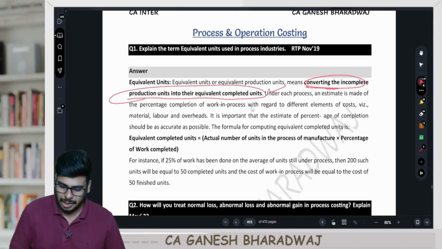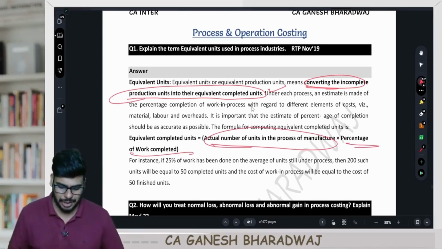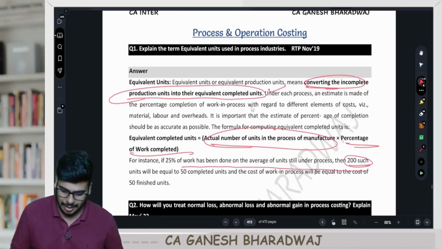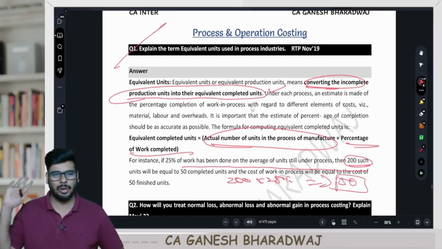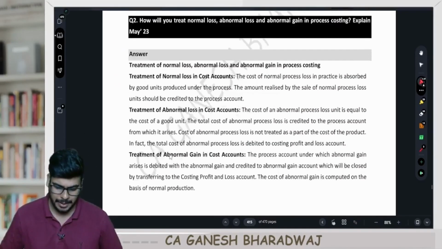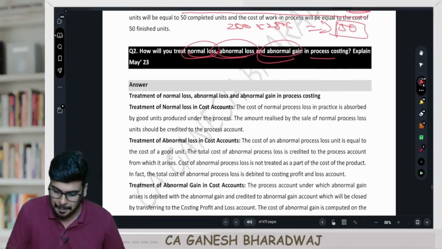How do you do it? So actual number of units into the percentage of degree of completion, percentage of work completed. For instance, 25% of work has been done on average on units under process. So 200 units, 25% complete is equivalent to 50 units, 100% complete, right? That is what they have given, with an example. Put it in your own language. Clear with this, guys.